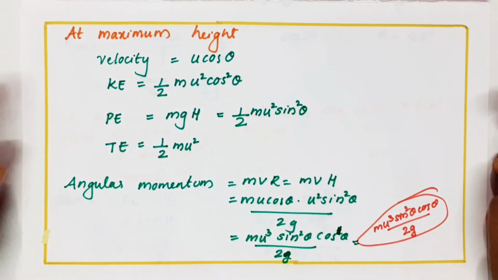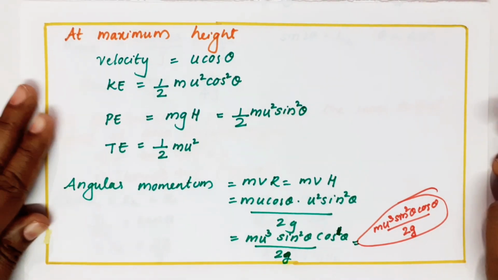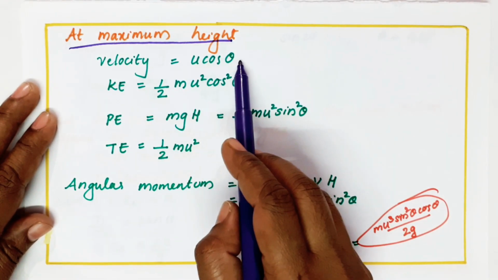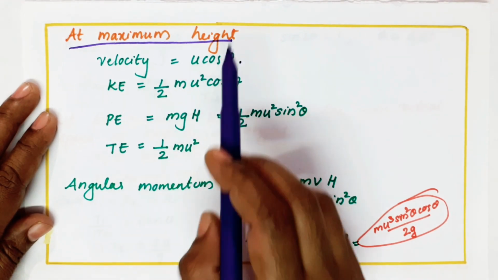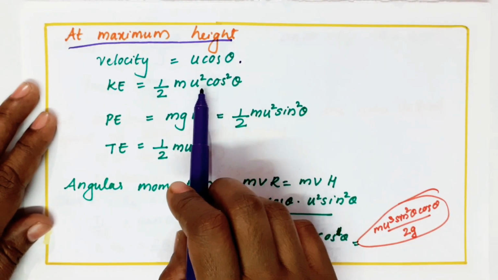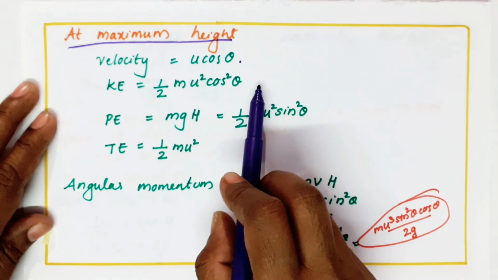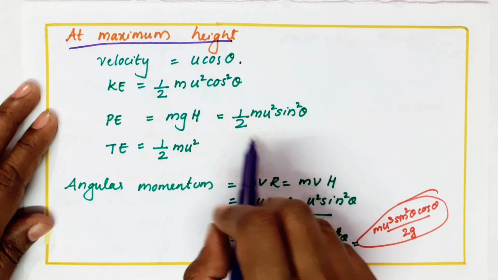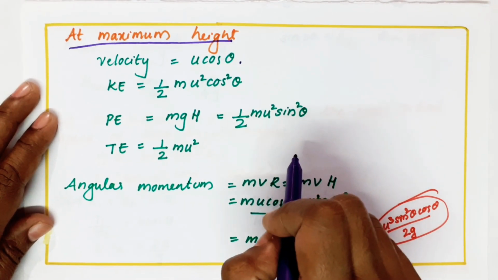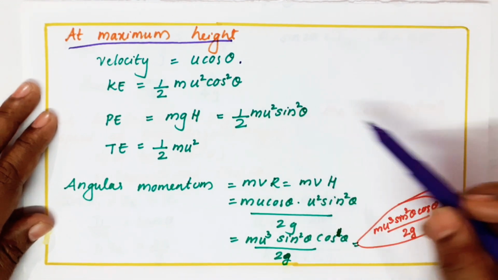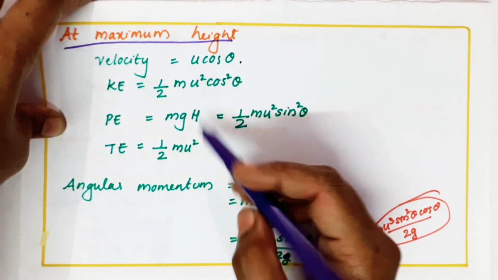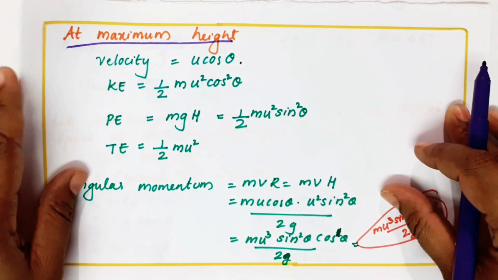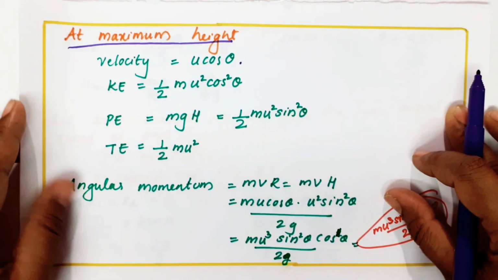Now, next point. They may ask, at maximum height, what are the things you should remember? Velocity is u cos theta. Kinetic energy at maximum height is half mv square, right? So half mu square cos square theta. Potential energy is mgh. So mg into h value, which is u square sin square theta by 2g, so I'll get half mu square sin square theta. Therefore total energy is the sum of these two. Sin square theta plus cos square theta is 1, so we can write total energy as half mu square.